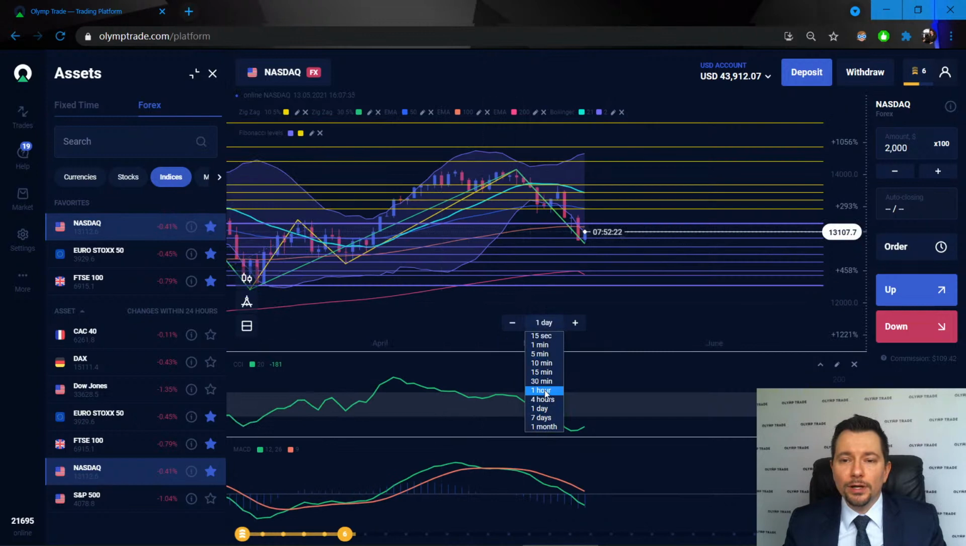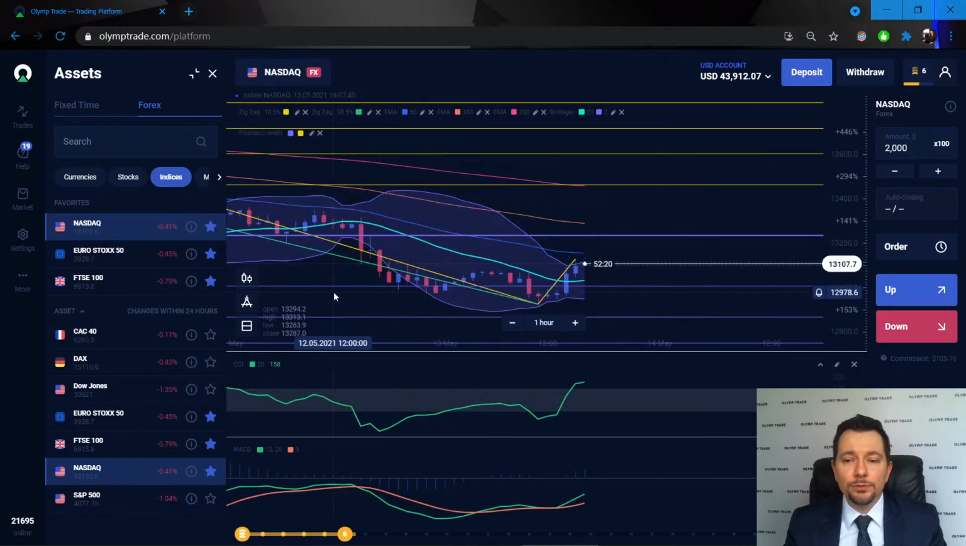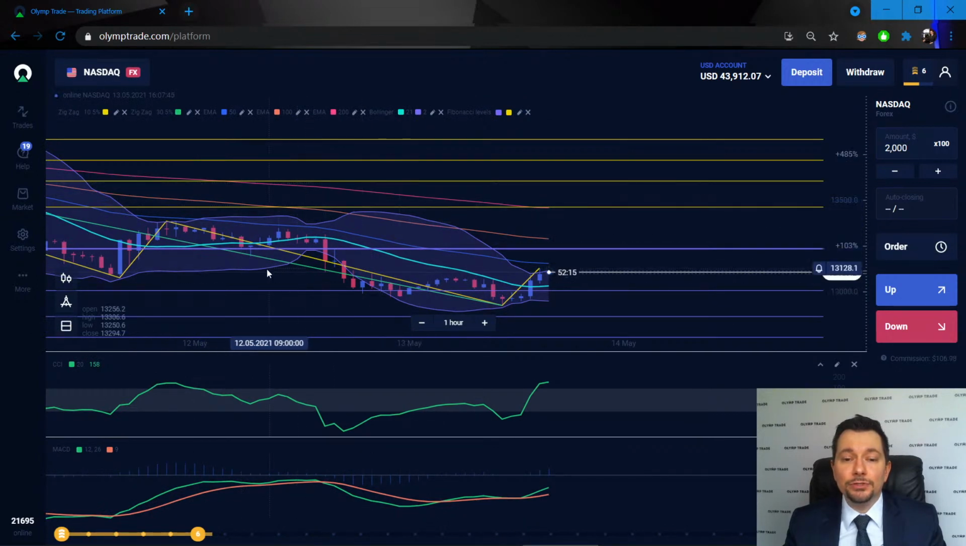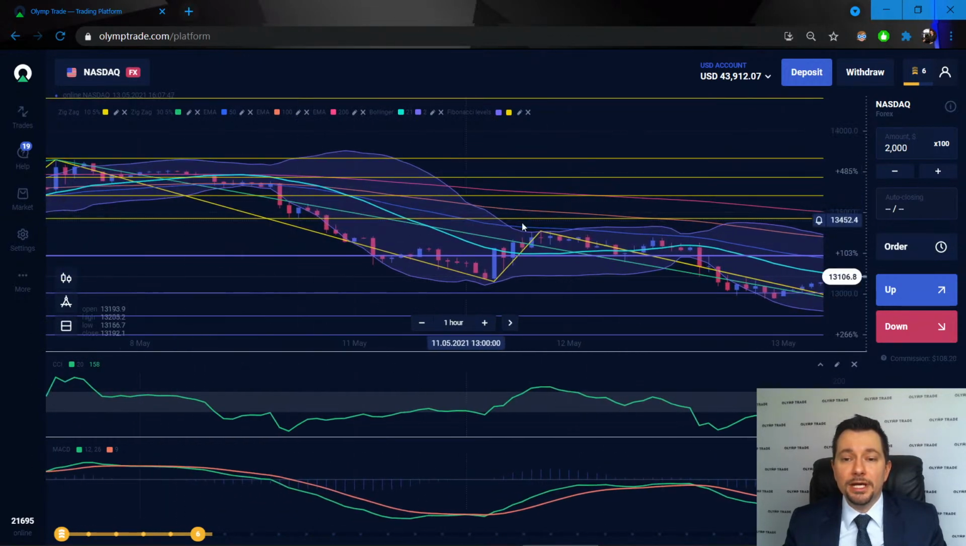Let's drop down to the 1-hour graph, and I'll show you guys some examples. So perfect. This is a perfect example of the NASDAQ making an attempt at a reversal. So have a look at this. We're in a bullish downtrend.